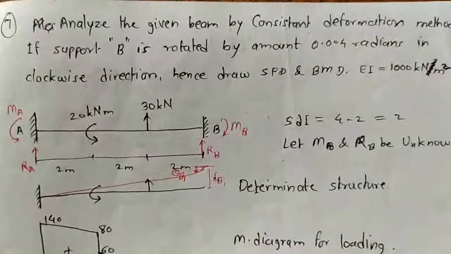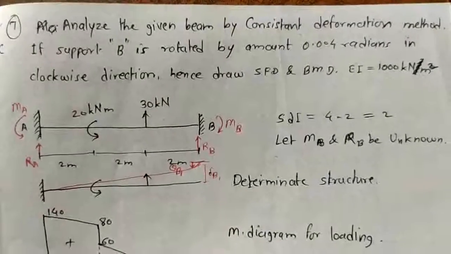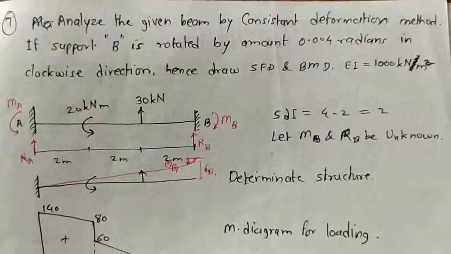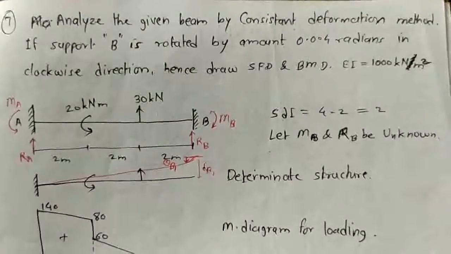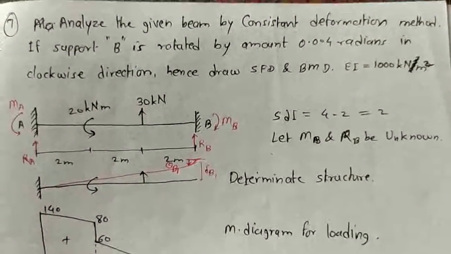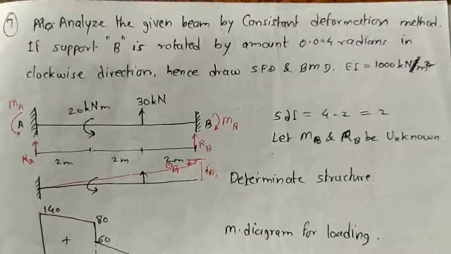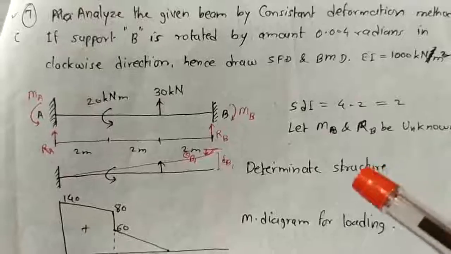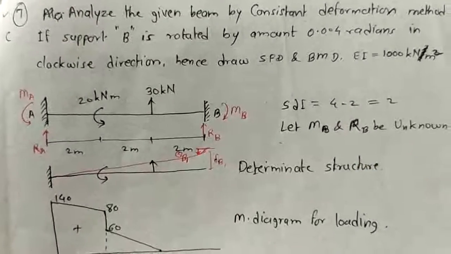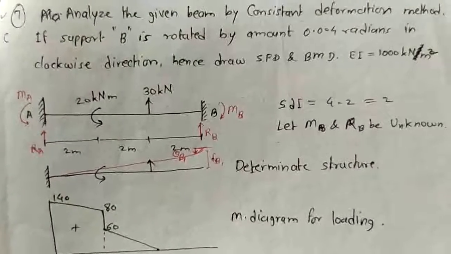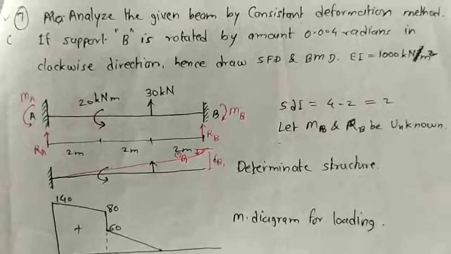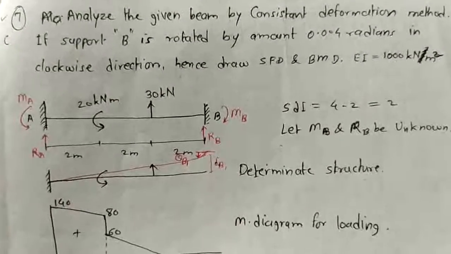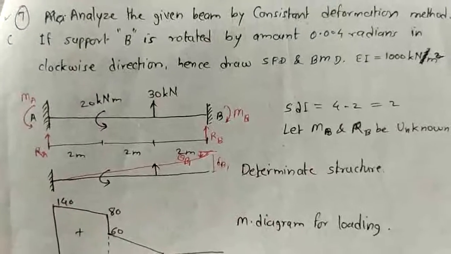That's why here we want to assign the unknowns. So MB and RB we are taking as unknowns. By taking MB and RB as unknowns, we are making the structure determinate. So we treat MB and RB as unknowns and remove them. Because of the removal of the unknowns, the structure has become a determinate structure, that is a cantilever type of structure.